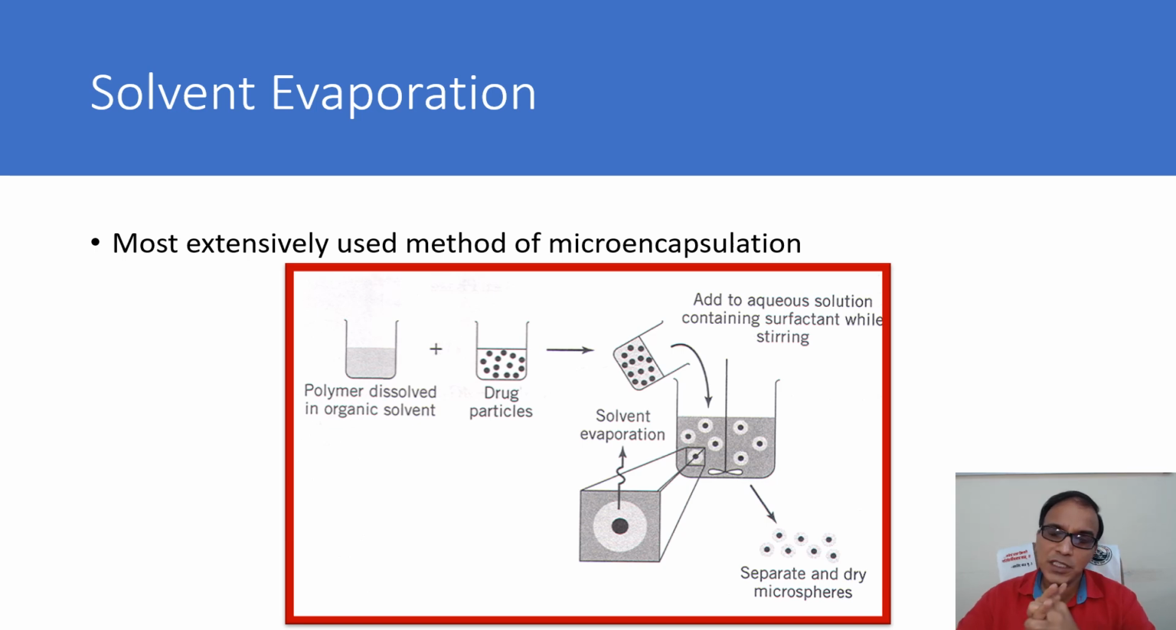Solvent evaporation is the most extensively used method of microencapsulation. You take the polymer and the drug, mix them in a common organic solvent, then add an aqueous solution containing the surfactant while stirring, and then you evaporate that solvent, so you will get the microparticulates.